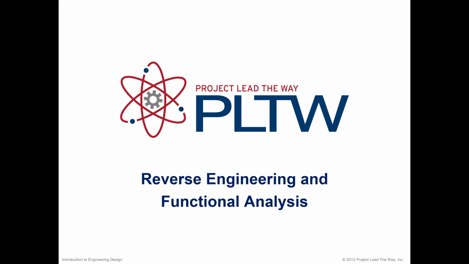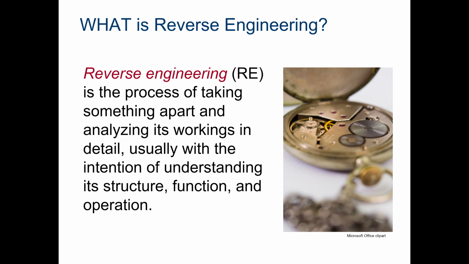Going from a visual analysis, where you really just look at the product from afar, you don't really touch it, you don't play around with it at all, it's really just what does the object look like. You then go to a functional analysis. What a functional analysis is, if we go through the PowerPoint here, well, first let me back up. What is reverse engineering? It's the process of taking something apart, analyzing its workings in detail, usually with the intention of understanding its structure, function, and operation. So this is where we're at right now. We've understood how the product looks. Now we want to see how it operates or how it functions.